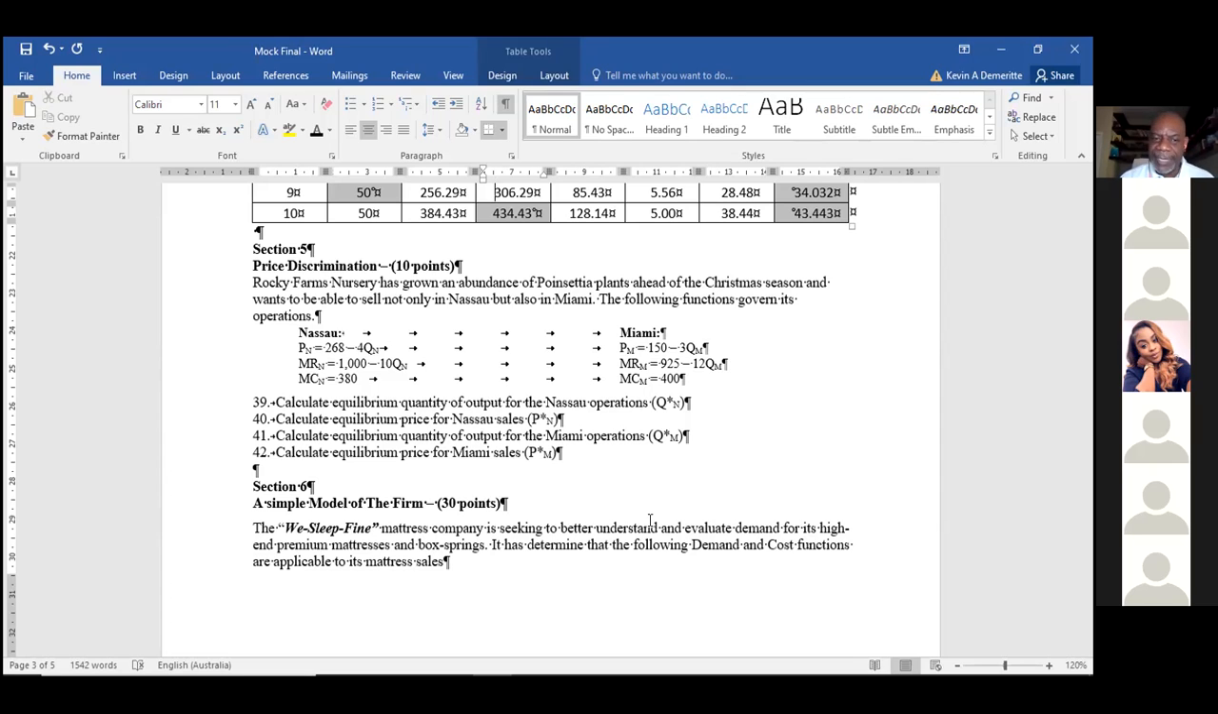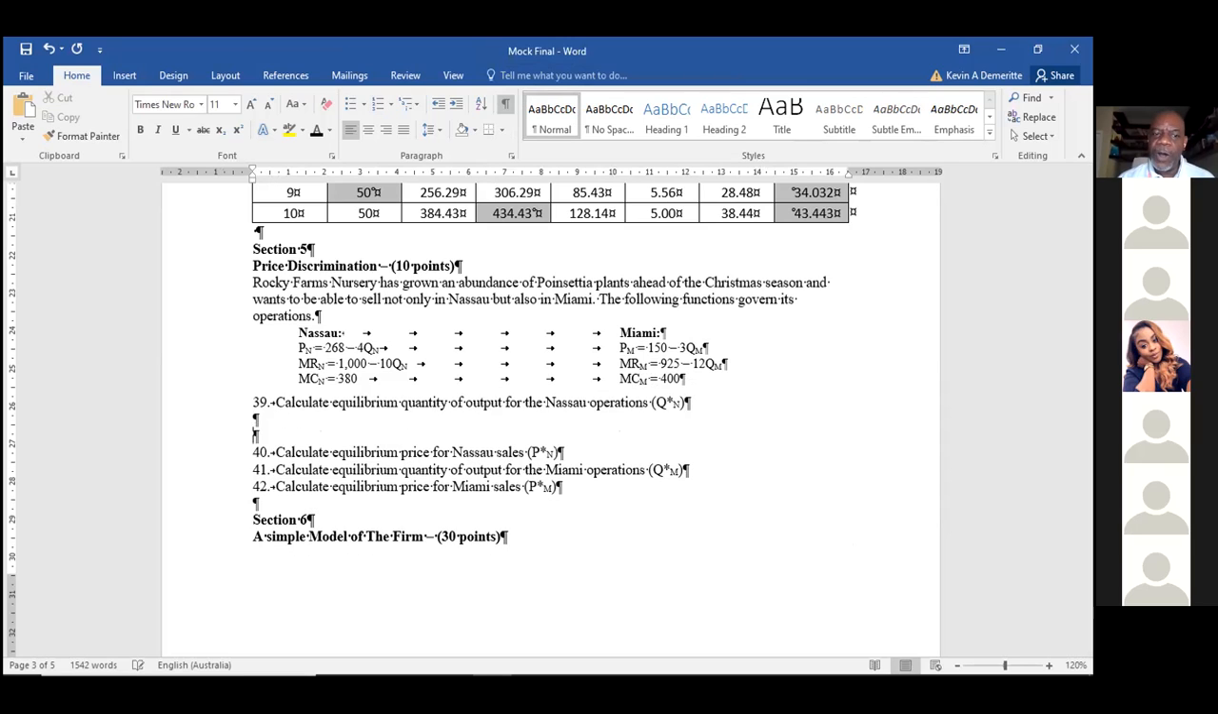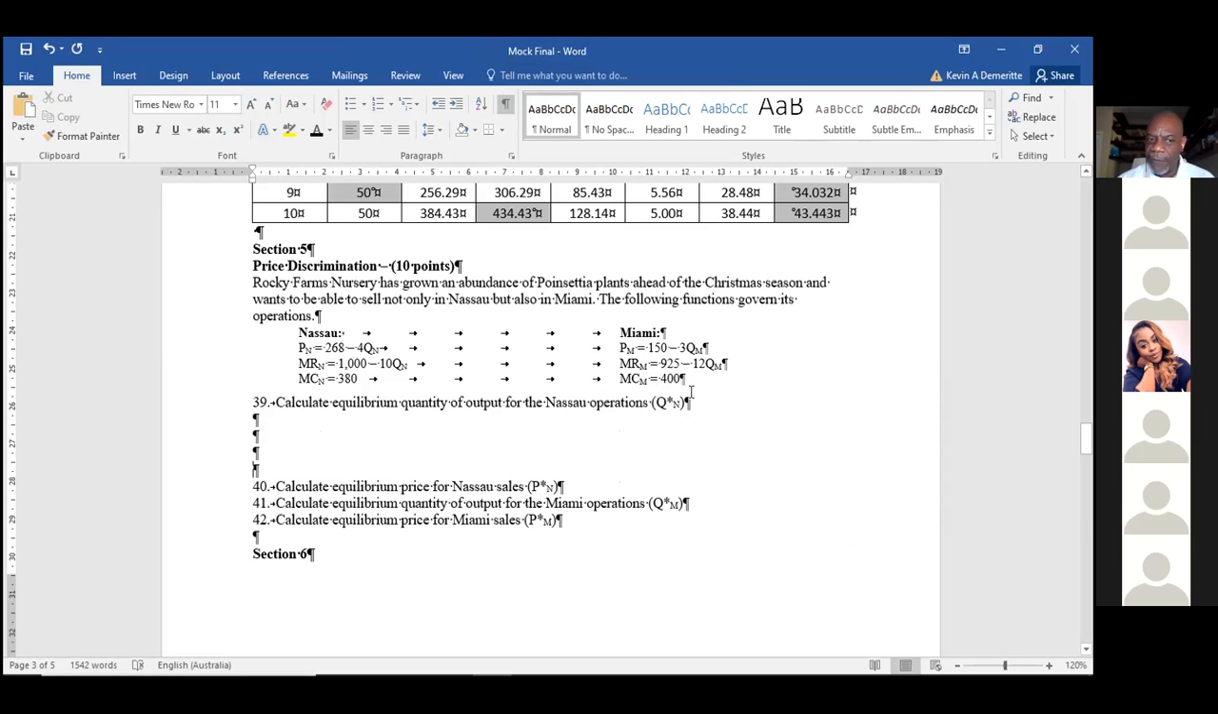So you've been given this information. For question 1, can you calculate the equilibrium quantity for Nassau, Q star for Nassau? How do I go about doing this? Does anyone want to step in? What is the first thing we do?